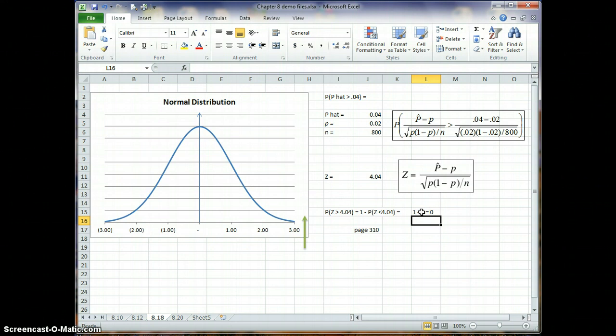The reality is then the defective rate on the assembly line appears to be larger than the 2% that was stated up here in P, because of the fact that it's 100% probable with a z-score of 4.04 that would be included. So in reality they probably have a larger defect rate than 2%.